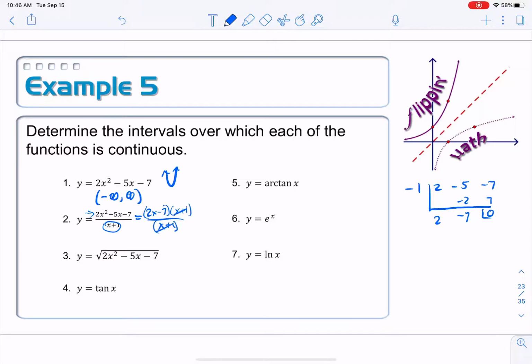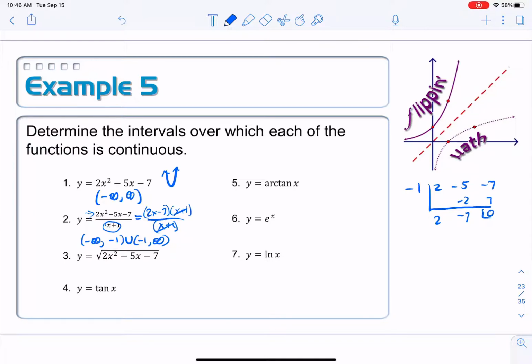So it's still not defined at -1, but it has a point of discontinuity at that particular point, which means that the function is going to be continuous everywhere outside of that one particular point. So it's going to be from negative infinity up to negative 1, union negative 1 to infinity. All right, let's keep going.